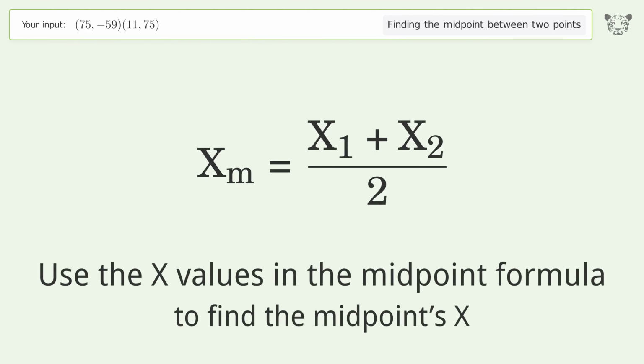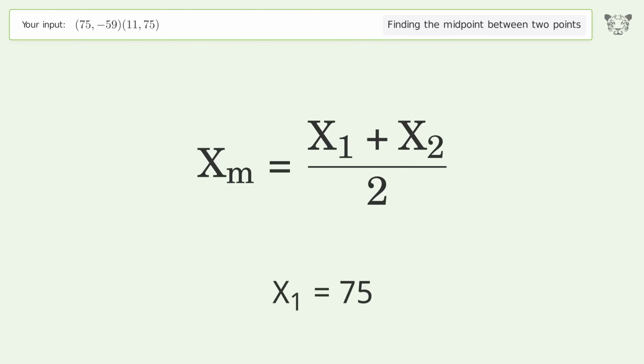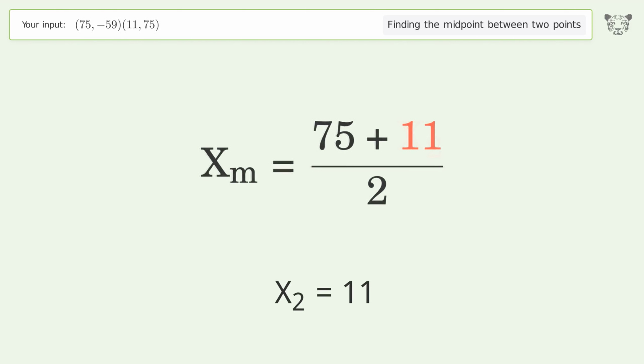Use the x values in the midpoint formula to find the midpoint's x. x1 equals 75. x2 equals 11. Simplify the arithmetic.